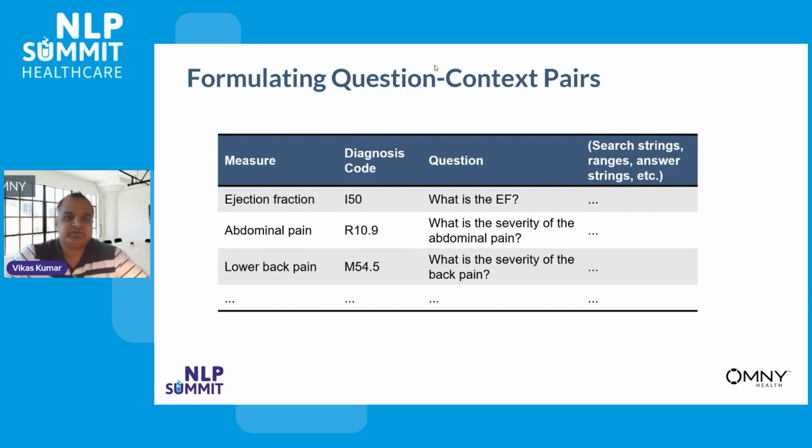What about the questions? To pair the questions with the appropriate context, we made a JSON formatted table similar to that shown here. In the first two columns, you see that we have disease diagnostic code combinations, and we wrote questions for each combination to pair with the appropriate context. For example, for the lower back pain disease, diagnostic code M54.5, we made the question, what is the severity of the back pain? Not shown here are additional columns such as search strings, ranges, answer strings, etc., that we'll get into later, that further allow us to perform quality checks on the answers and the context.